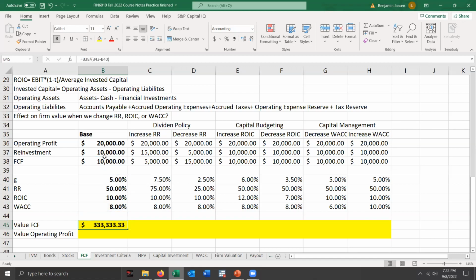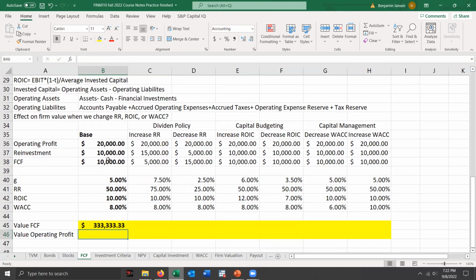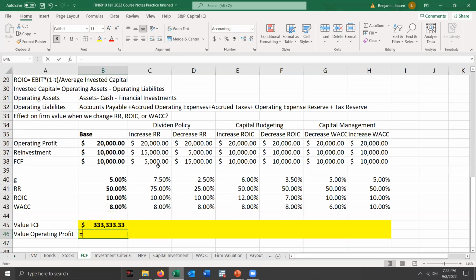So the value of $10,000 paid out next year in perpetuity, growing at 5% per year, discount rate at 8% per year, is $133,000. Now we're going to recalculate this using the operating profit formula for free cash flow.